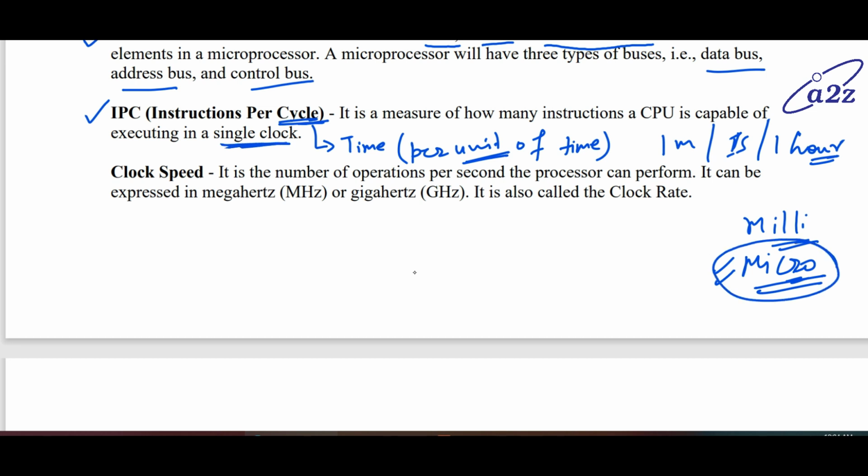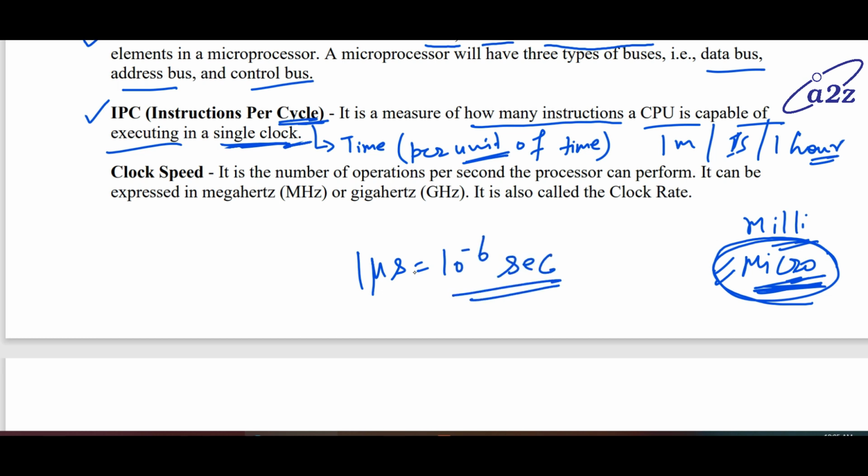So instructions per cycle means how many instructions the processor, CPU, meaning central processing unit, or you can say the processor only, is capable of executing in a single clock cycle, which means the time period. This is 1 microsecond. 1 microsecond means 10 raised to the power minus 6 seconds. So in 10 raised to the power minus 6 seconds, how many instructions will be executed? This is known as IPC, instructions per cycle.